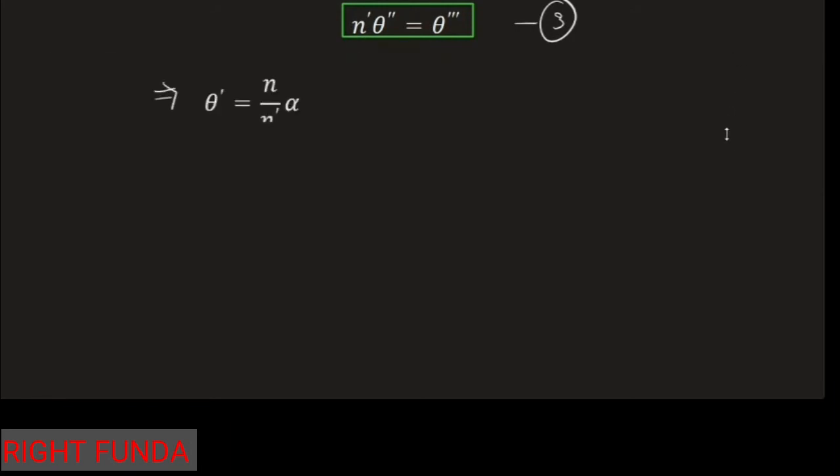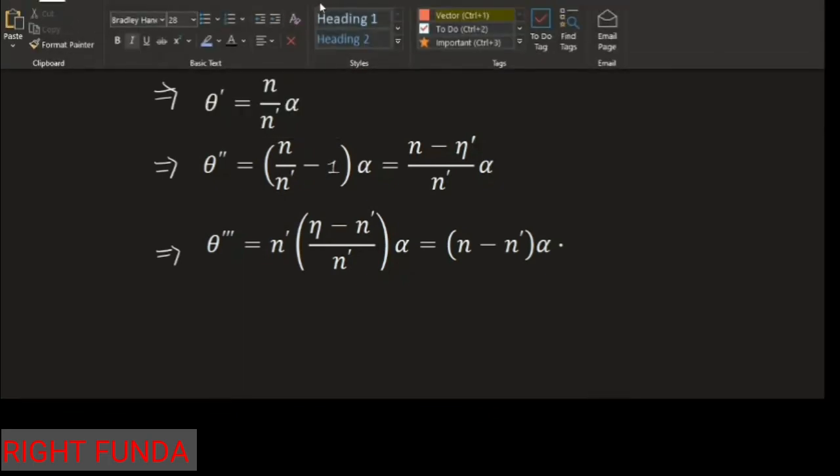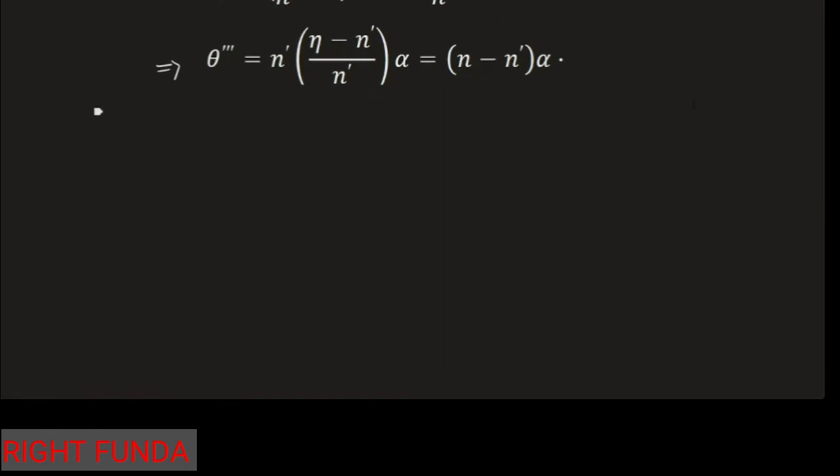So simplifying this, we got theta is equal to n by n dash into alpha. Theta double dash is equal to (n by n dash minus 1) into alpha, which is (n minus n dash) by n dash into alpha, and for theta triple dash we got this relation. Once we obtain these relations, we can substitute the values in the delta equation, and then delta can be obtained.